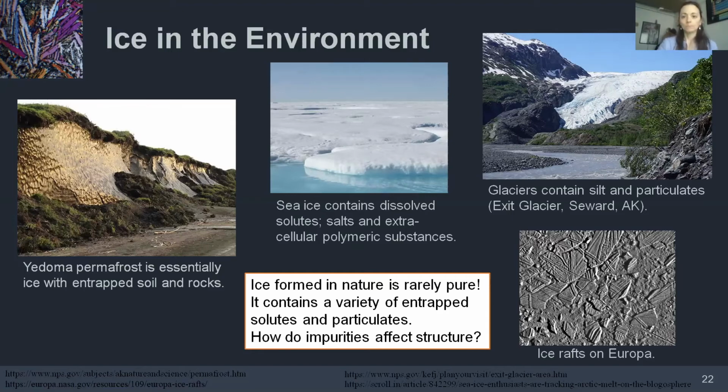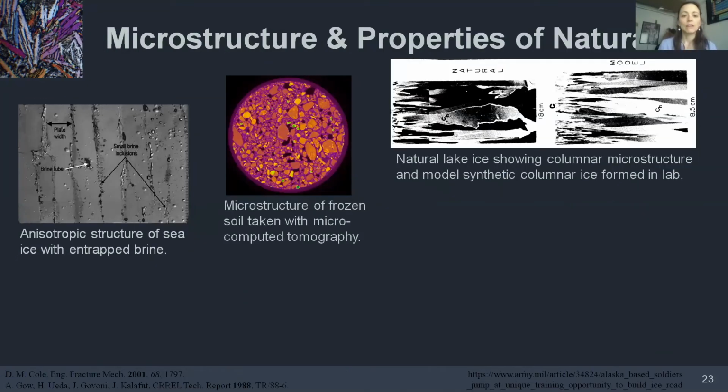So the microstructure is highly variable. I'm just showing you the microstructure of sea ice. You get these elongated ice regions that are interspersed with brine inclusions of the salt water. This is a frozen soil sample that was taken with the micro CT by Zoe. And again, you just see a very heterogeneous mixture of different aggregates and void pockets where you'd have air, you might also have ice.